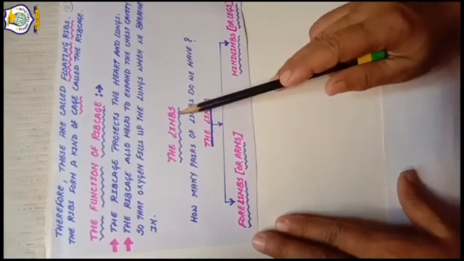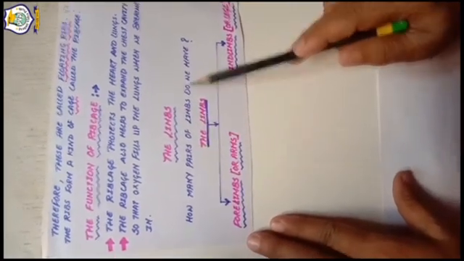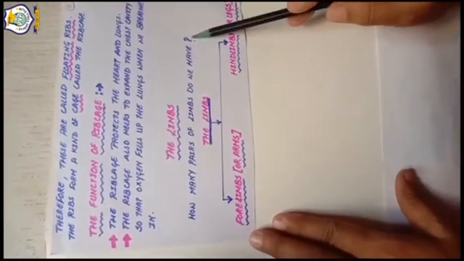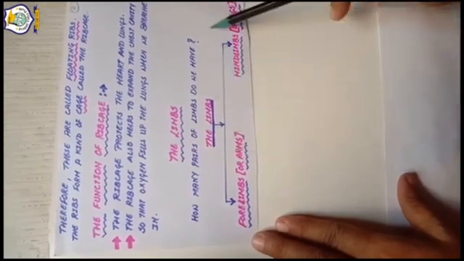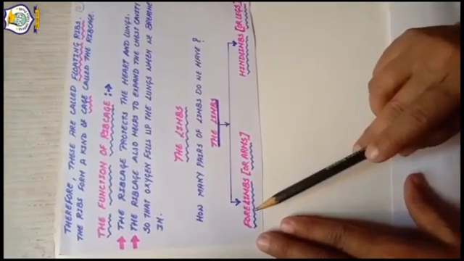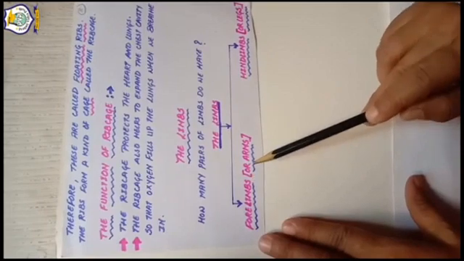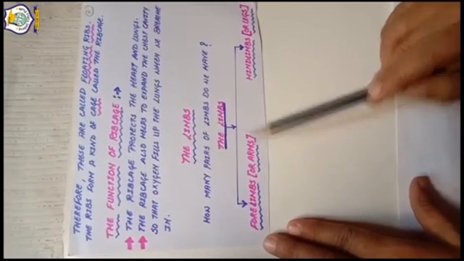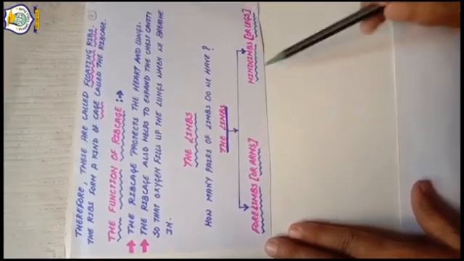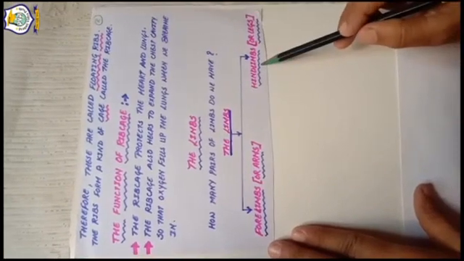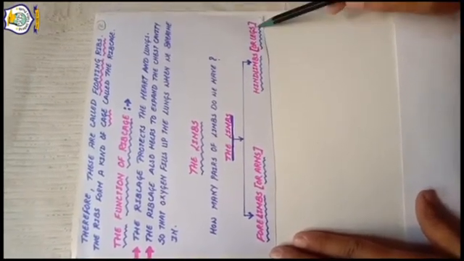The limbs. How many pairs of limbs do we have? There are two pairs of limbs. First, the forelimbs, which are also called arms or hands. Second, the hind limbs, which are also called legs.